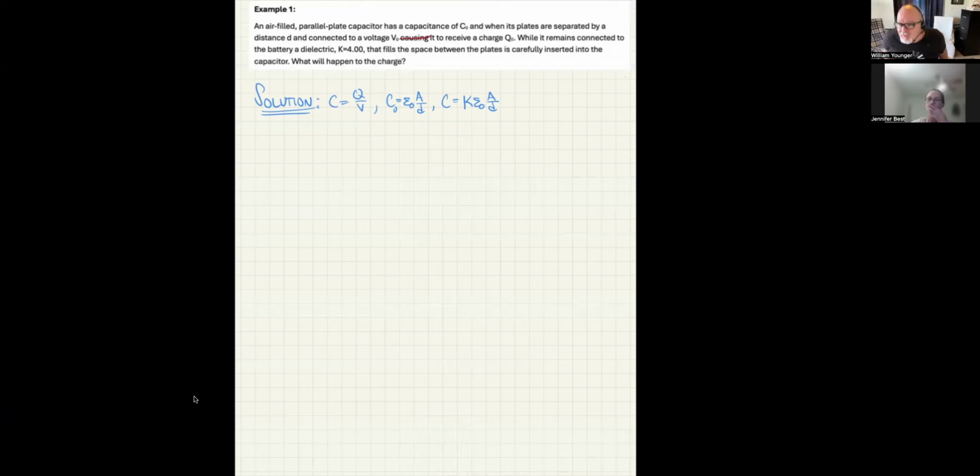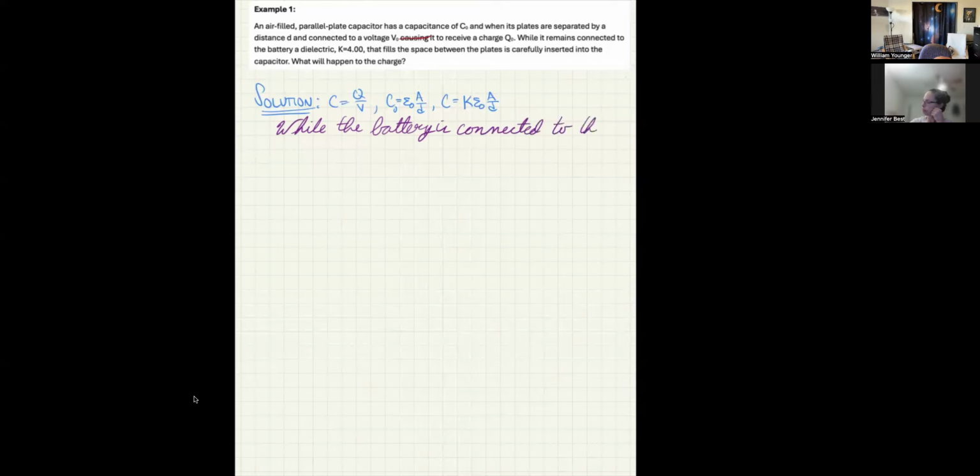And when I do that, if it's still connected to a battery, then the wires could transport charges back to the battery or from the battery to the parallel plate capacitor. So charge can change, but the voltage is going to be locked down. So I'll write, while the battery is connected to the capacitor.